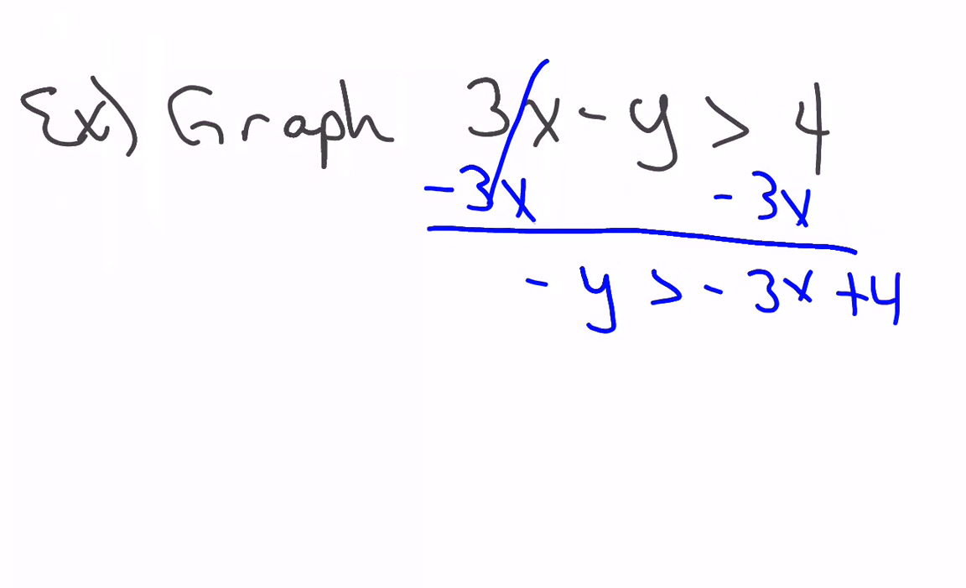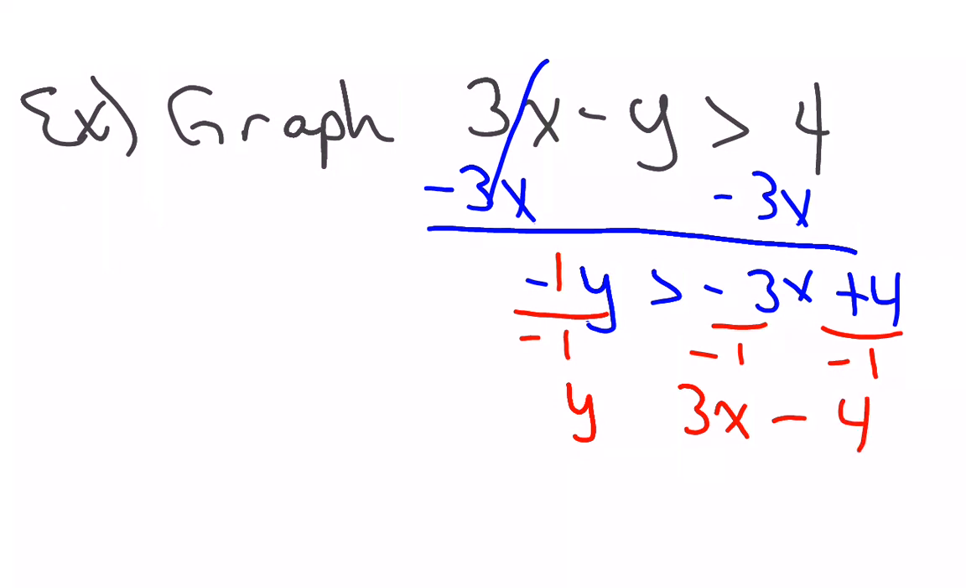And we have to get rid of that negative. Remember that there is a 1 there. So we're going to divide by a negative 1, but we have to do it to every term. And so we have y is greater than, negative 3 divided by negative 1 is a positive 3x, and 4 divided by a negative 1 is a negative 4. However, remember that when we divide or multiply by a negative, our sign flips direction. So it's going to be a less than symbol instead. But now we can graph this.